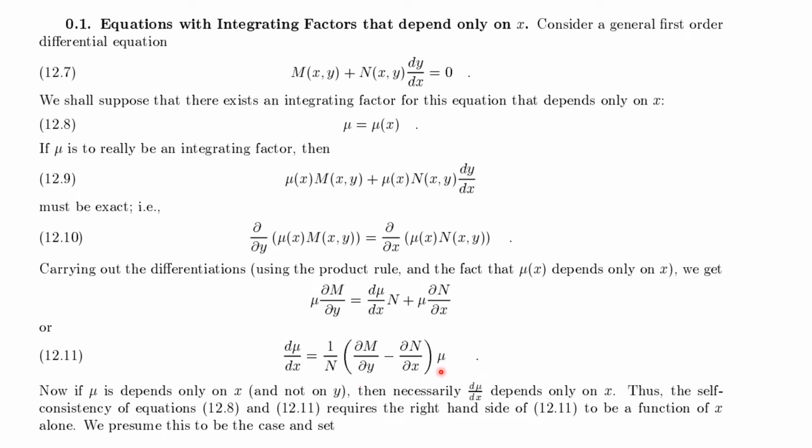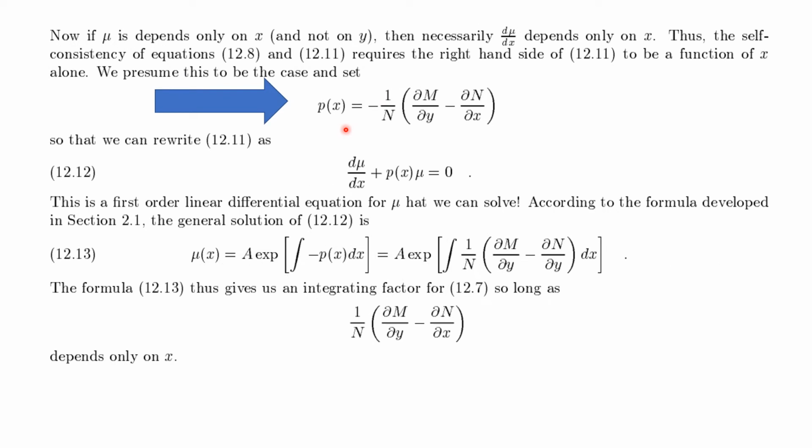If you look at this for a while, you realize that, since mu depends only on x, then this derivative also depends only on x. So you see, this really is a first order linear differential equation if we set p of x equal to minus 1 over n times the partial of m with respect to y minus the partial of n with respect to x. Notice you have to move it to the other side to get it into our standard form. So with this being our p of x, we just have to solve this first order linear differential equation to get our integrating factor.